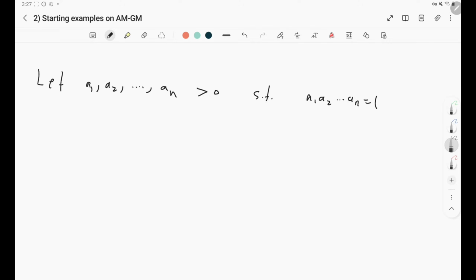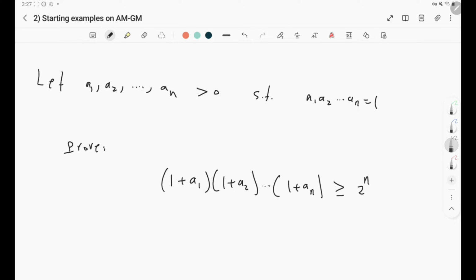So what is the thing that we need to prove? We need to prove the following inequality: (1 + a1)(1 + a2) and so on times (1 + an) is greater than or equal to 2 to the n. Alright. So we've got n numbers, they're positive, their product is 1, and we need to prove some inequality. First of all, you notice that we have a condition on the numbers.